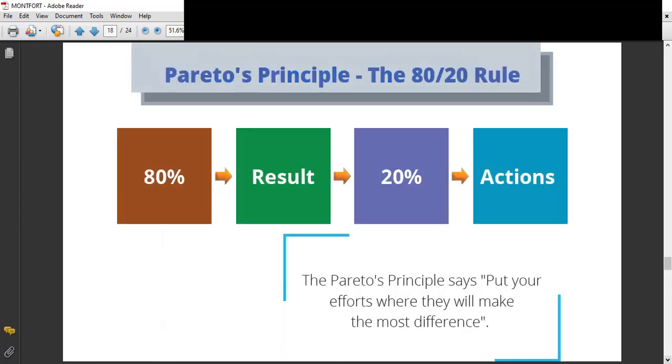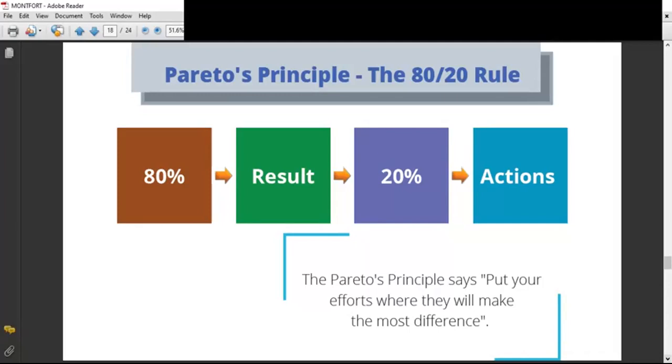Now, this is the Pareto Principle, a very important part of this webinar. The rule says 80/20. Pareto's Principle says, put your efforts where they will make the most difference. It's not like, okay, I know the things, so I'll put more effort there. No, it says you put in only 20% effort, and that will make you reap 80%. Suppose a businessman thought of doing farming. He has a small piece of land, not very big. He will think, okay, I'll put in only 20% effort on it, but after my effort, I will reap 80% of it.